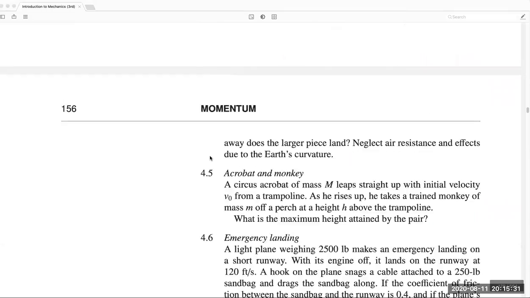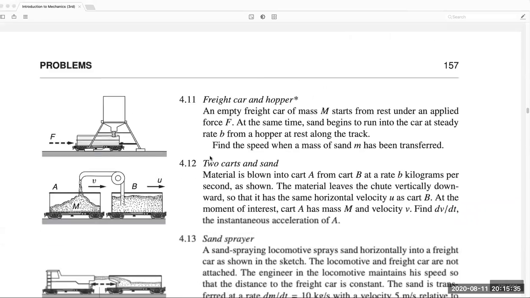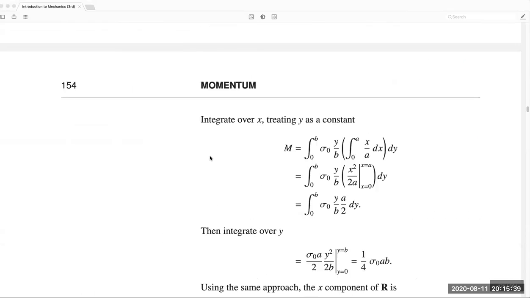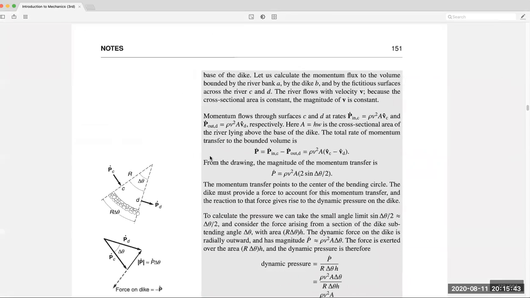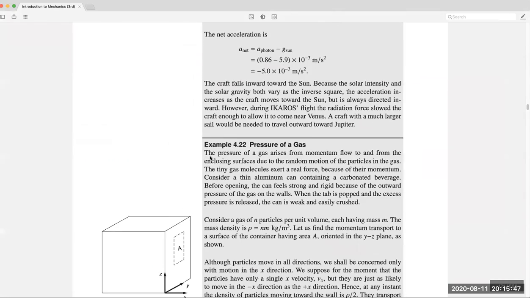I want to talk about the system with the varying mass next time, or maybe let's have a look at some of the question examples in this chapter. Okay. Let's have a look.